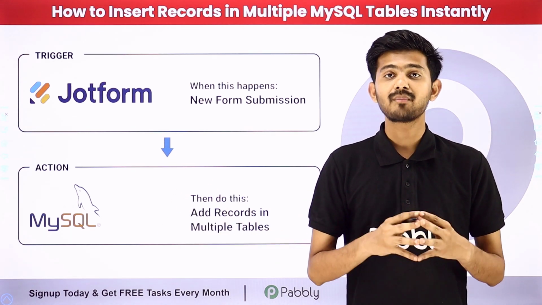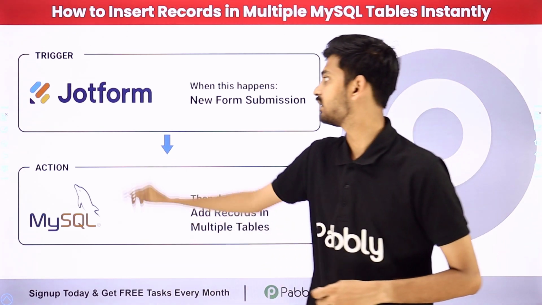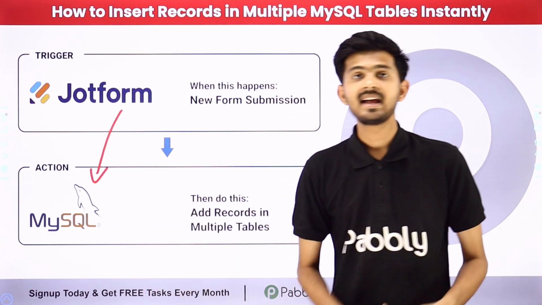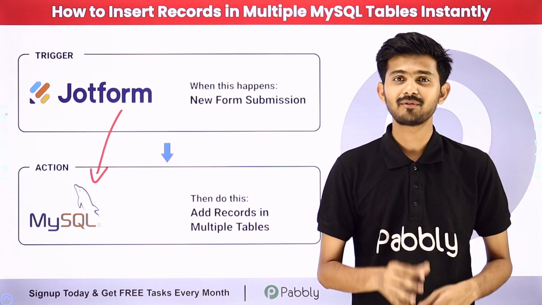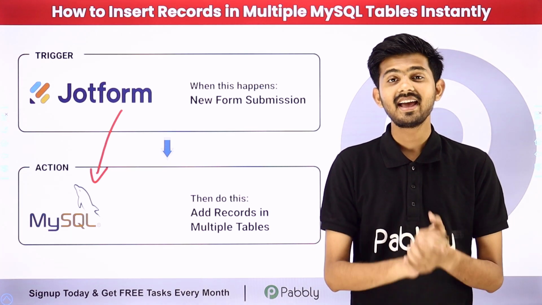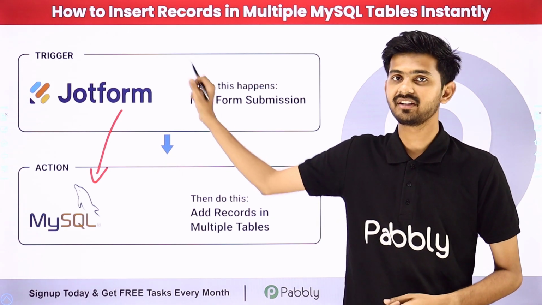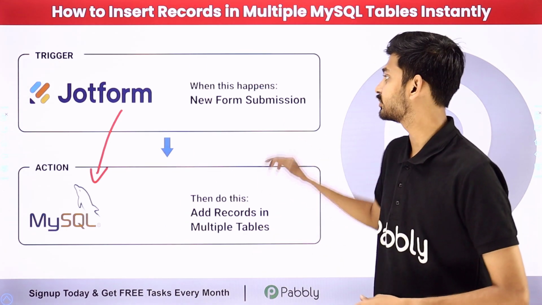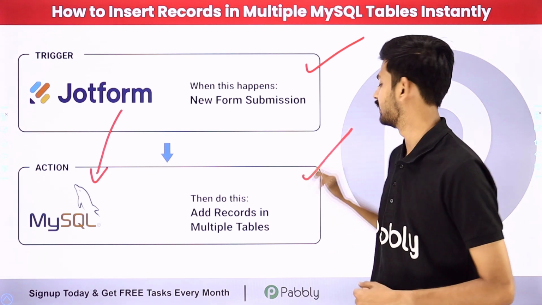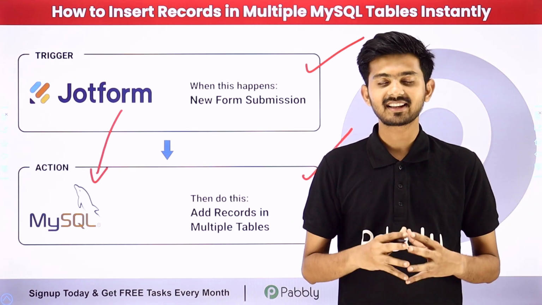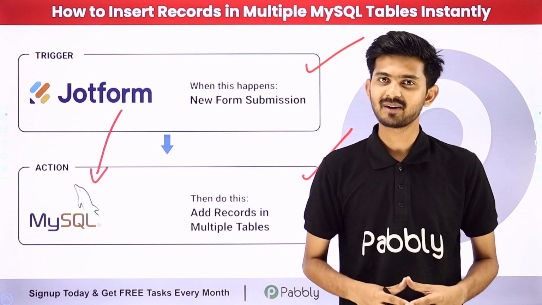So for my objective, I have to build a connection between Jotform and MySQL. For building this connection, I'm going to use Pabbly Connect, which is an amazing software for automation and integration. In Pabbly Connect, I have to use a trigger and an action. In the trigger application, I'm going to use Jotform. In the action application, I'm going to use MySQL. So how am I going to build this connection? For that, let me take you to my computer screen.